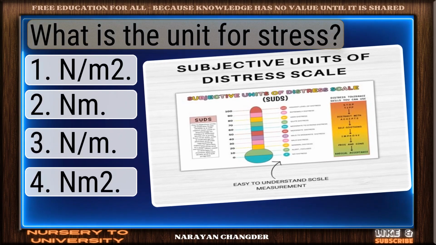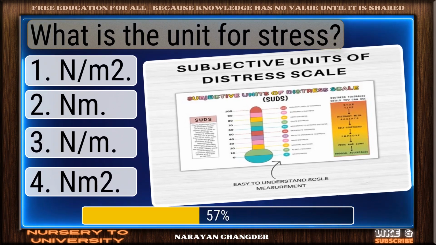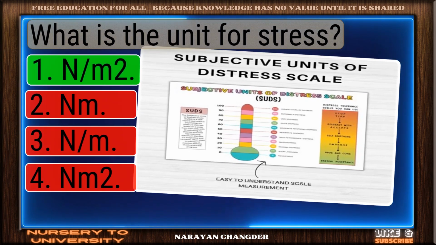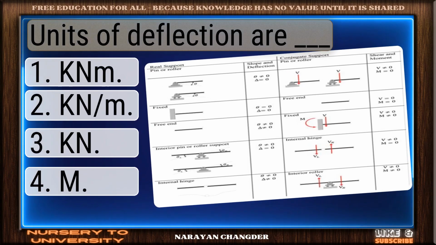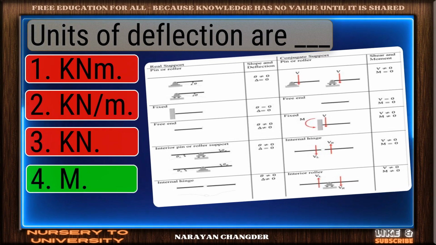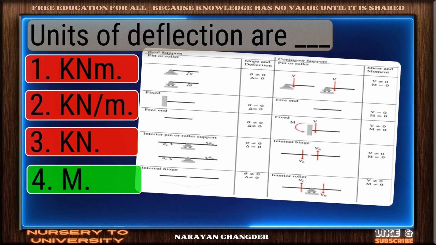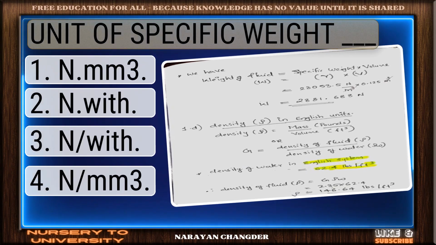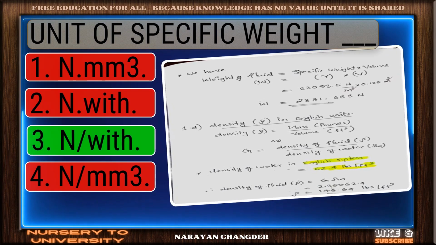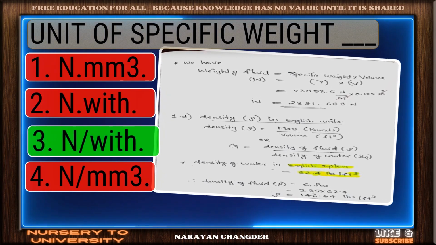What is the unit for stress? Nicely done. N/m² is a solid answer. Units of deflection are dash. Good job. Your answer m works well here. Unit of specific weight dash. Right again. N/m³ is a valid answer.